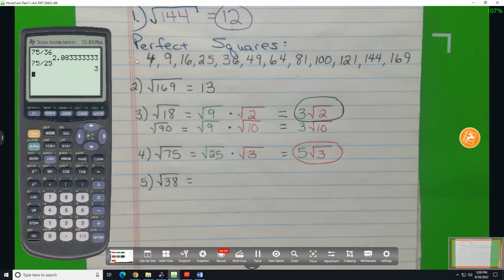Okay. So what's the largest perfect square that divides evenly into 38? I'm showing my thought process now. I'm going to start with the biggest one. 36 certainly is too big. And I think all of us would probably discard 25 pretty easily.